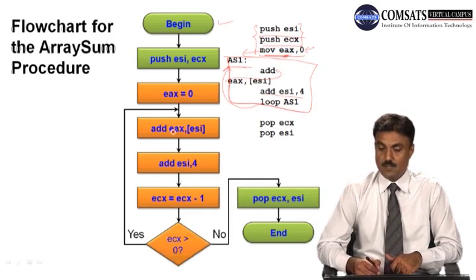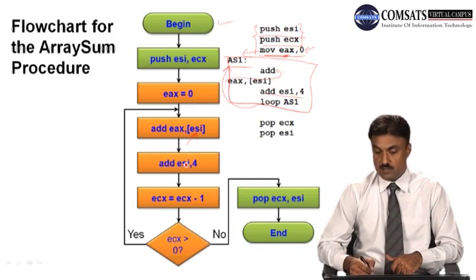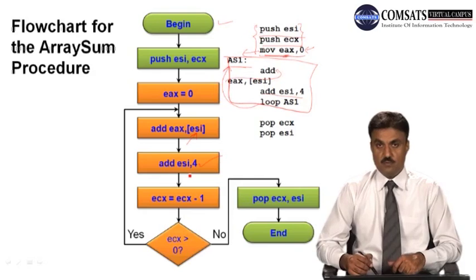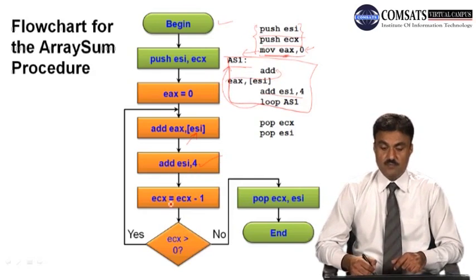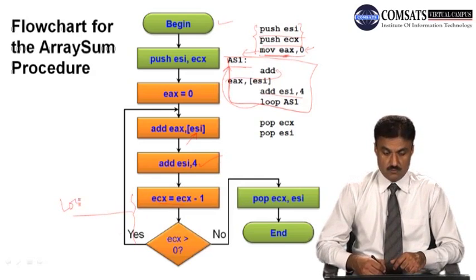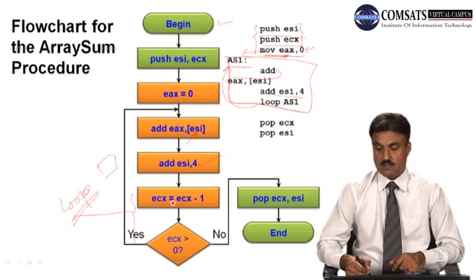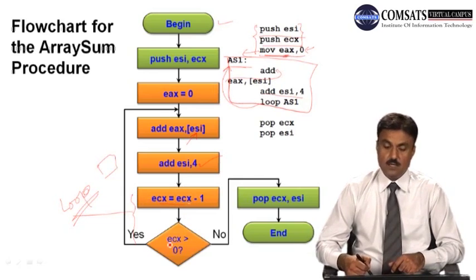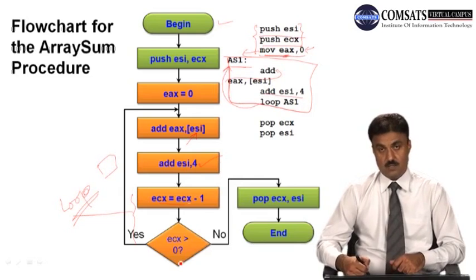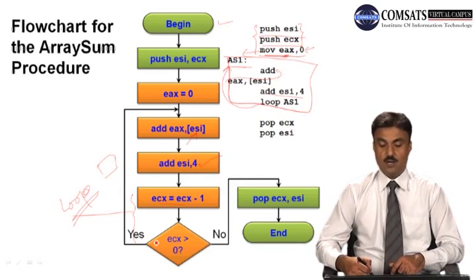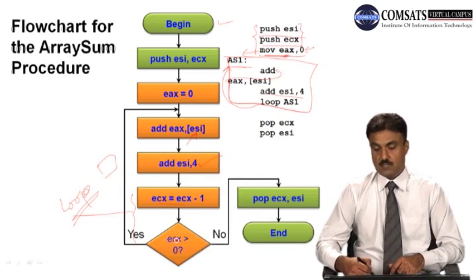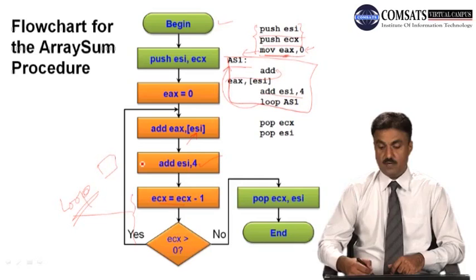We perform addition of the value inside EAX and the value pointed to by ESI. The next instruction is to increment ESI by 4, because we are using double words. These 2 lines show the loop instruction, loop to some label. ECX is decremented, and if ECX is greater than 0, the loop will continue until ECX is equal to 0. If it is greater than 0, then again we perform addition.